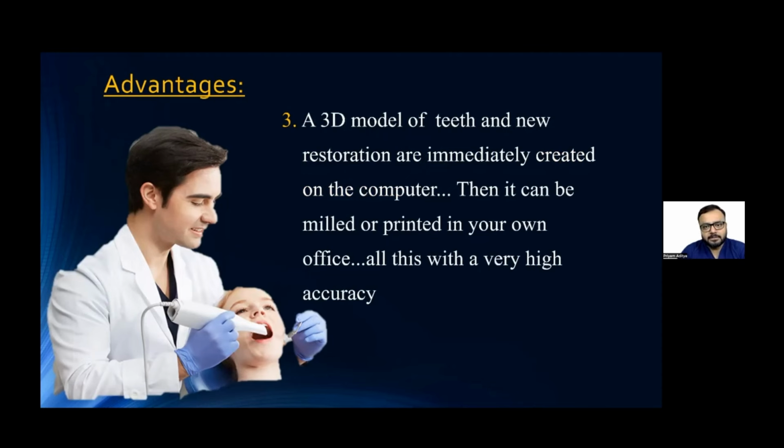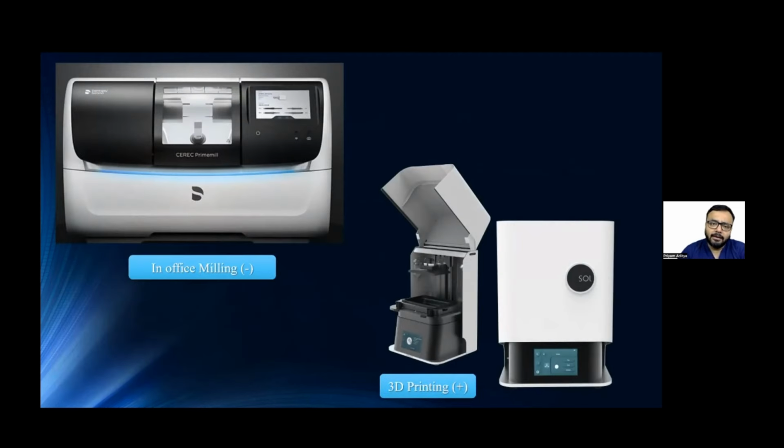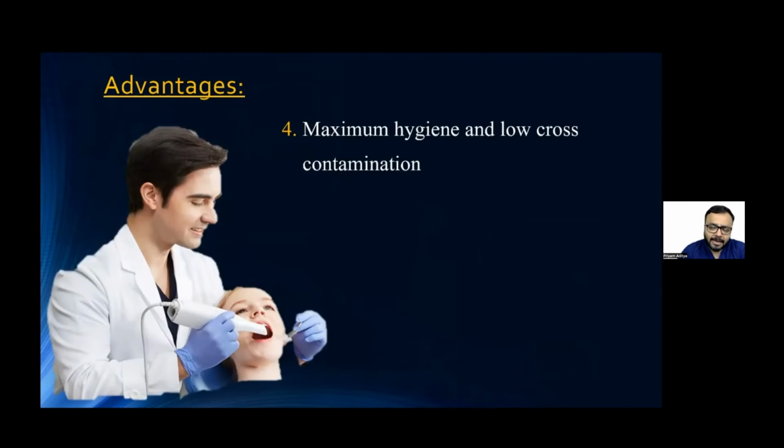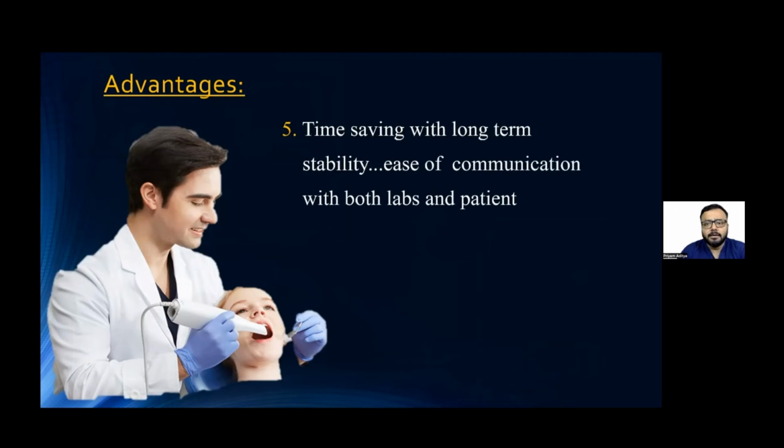You can make 3D models, you can make restorations immediately on your computer, and then you can mill it or print it as you want, and all that with very high accuracy. You can have in-house milling, you can have in-house 3D printing. You can also send all this to your lab just by the click of a button, and they can do the same thing for you and send it back to your practice. There is maximum hygiene, there is low cross-contamination because you're now using fewer equipments, which can be autoclaved, unlike your rubber bowl in which you're mixing alginate or your silicones. It's time saving.